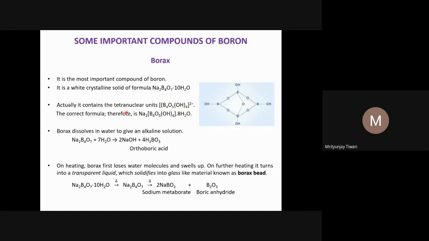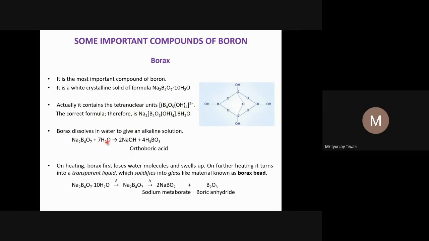So borax is the most important compound of boron, and it dissolves in water to give an alkaline solution. This is the reaction we know: borax, Na2B4O7 10H2O, plus 7H2O. When it reacts with the water, it gives an alkaline solution as per this formula. So NaOH will be formed.